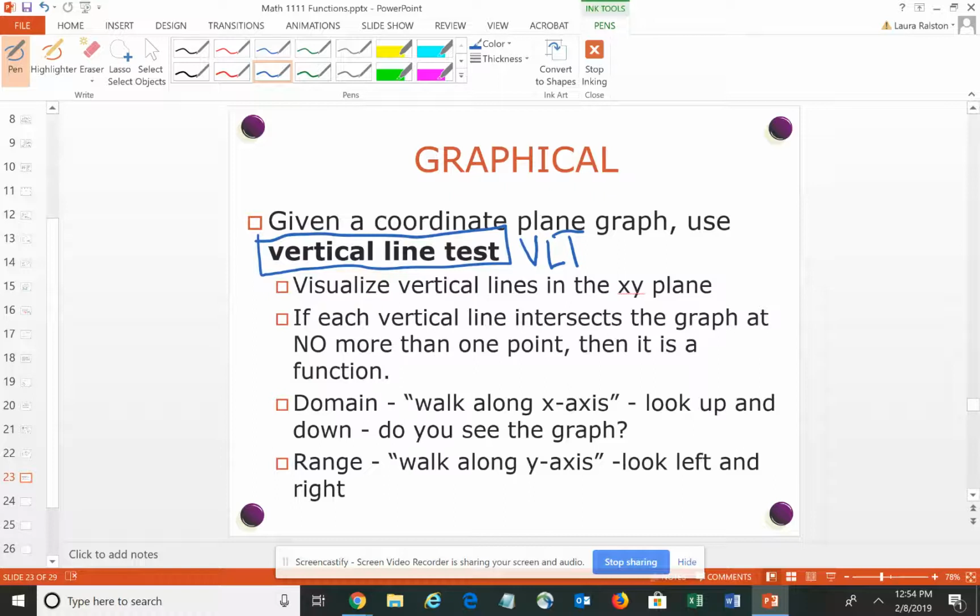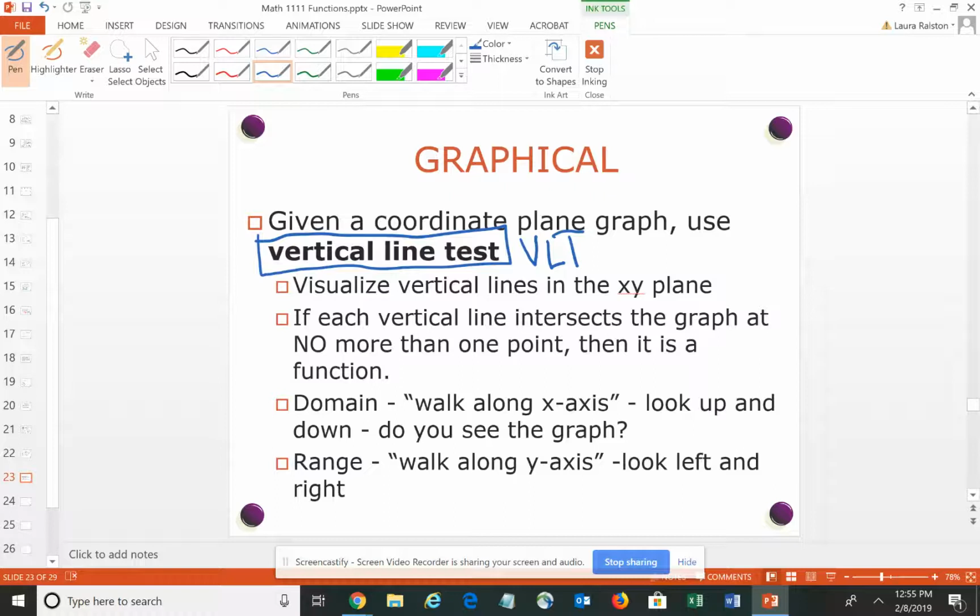But what you do is you visualize, you can even hold your pencil up vertically, which is up and down, and imagine it running across the graph and thinking, do I cross that graph at more than one point? You can cross it one time, and that's acceptable. If you cross more than one time, then it's not acceptable.